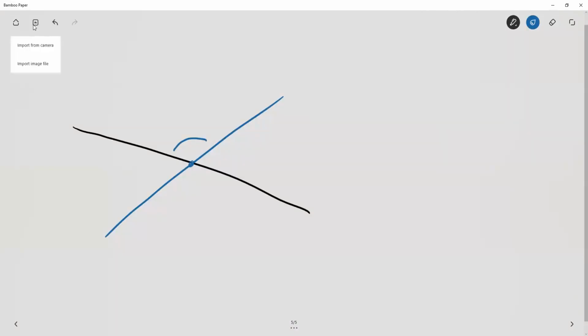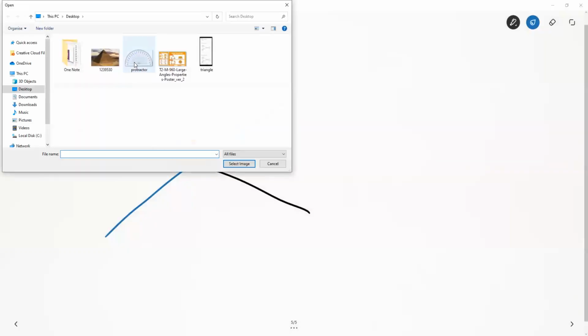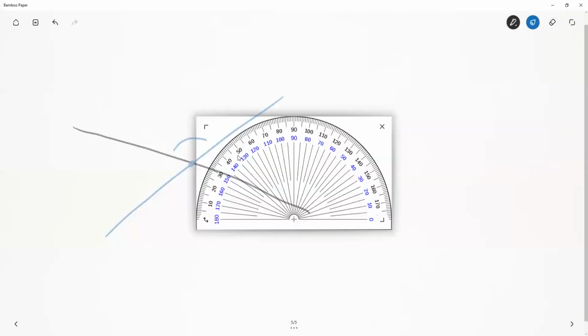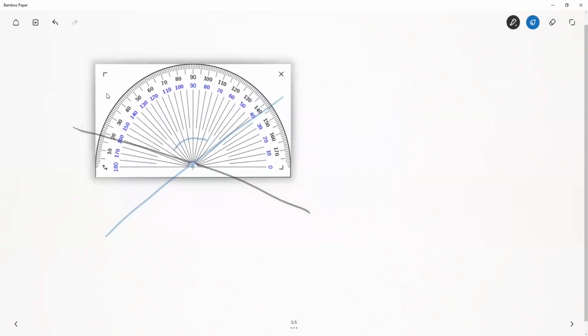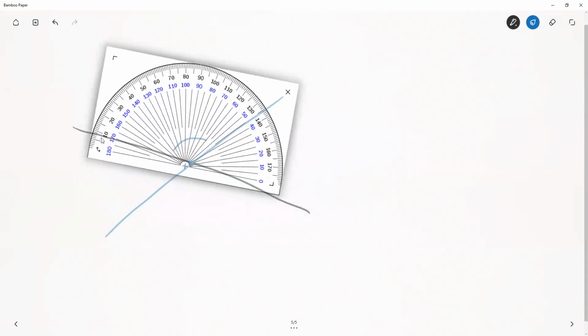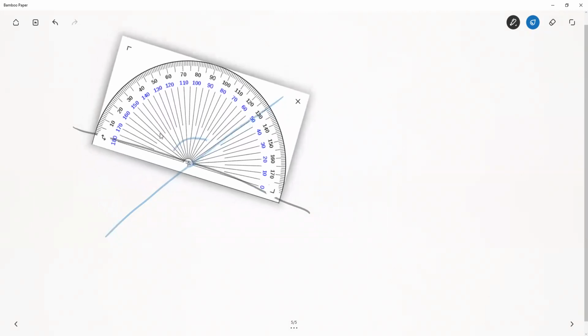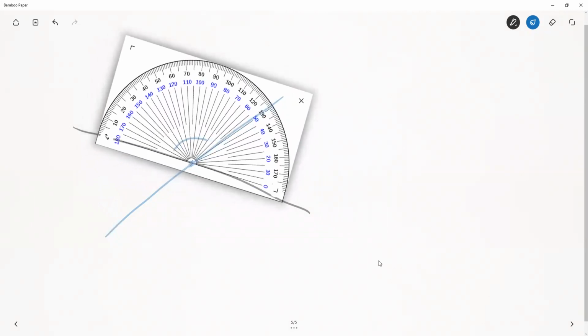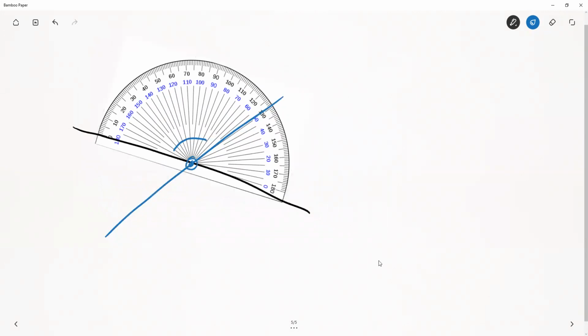Okay, let's put the protractor now. Here we go. Let's bring it down here, give it a bit of rotation, and put this point, you see that 0, exactly at the intersection. Now you see this black line is exactly located at the 0 scale, and then we look at the other line, which is the blue one.